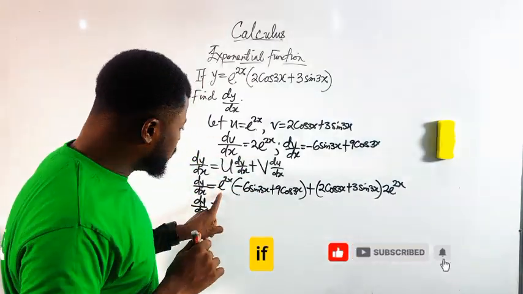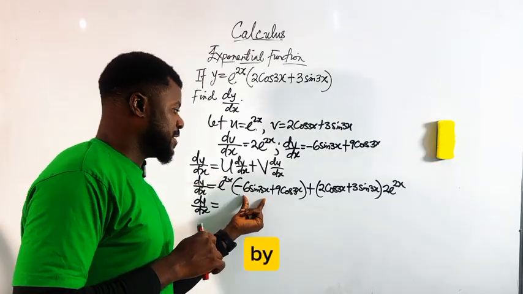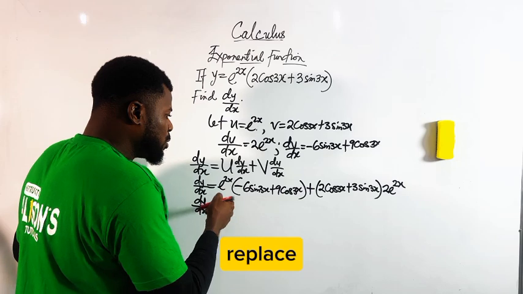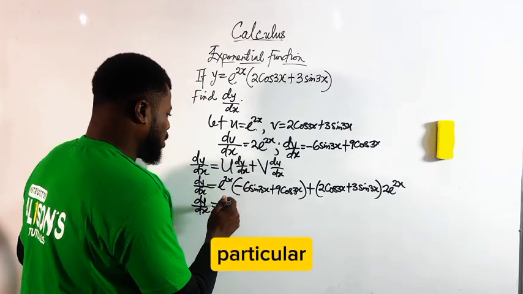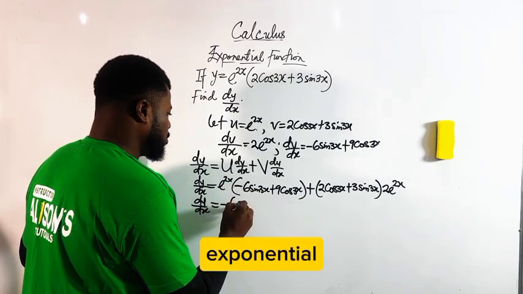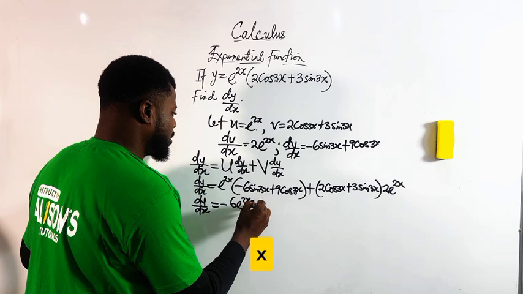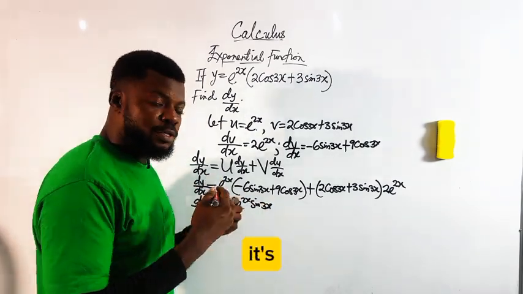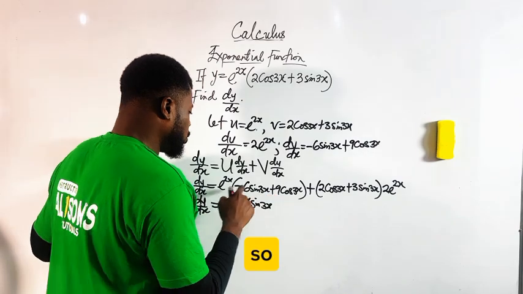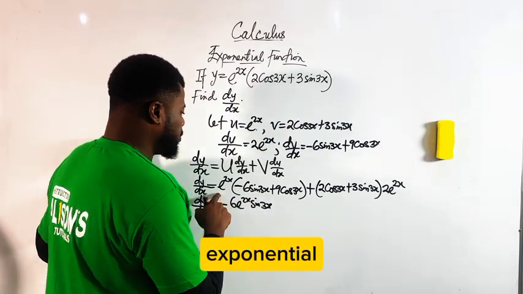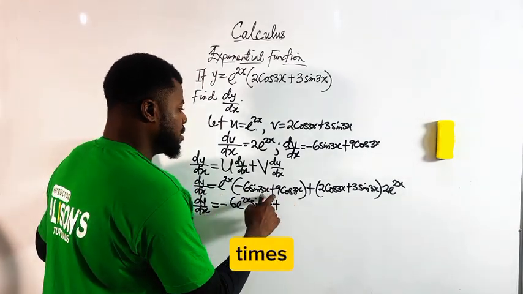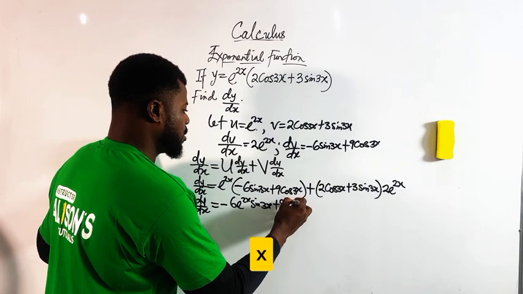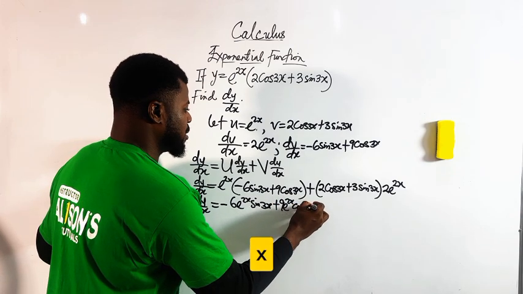All right, so if exponential 2x multiplies by this first term, it will just come and join, add up to this particular one. So that gives us minus 6 exponential 2x sine x. It's not going to change any number. Instead, it's going to add up because it's multiplying. Okay, so let's move to the next term. Exponential 2x times 9 cosine 3x will give us 9 exponential 2x cosine 3x.